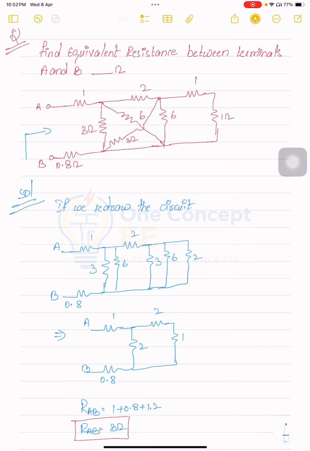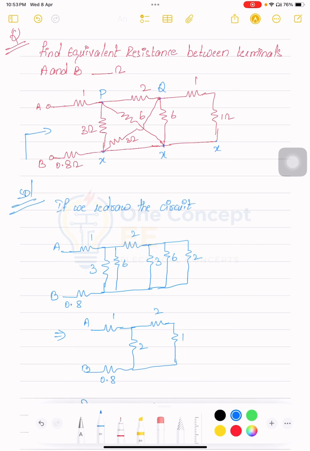Let's suppose here we are taking this node as an X. It is a short circuit, then this node also becomes an X. This is also a short circuit, this node also becomes an X. Let's consider this one as a P. There is no short circuit, so the P will not go to another node. Similarly, we give it for Q. Now if we redraw the circuit, we'll get this sort of thing.